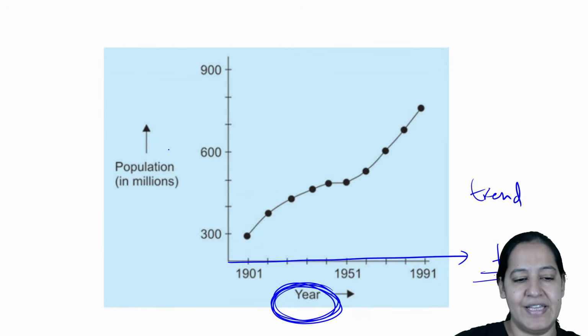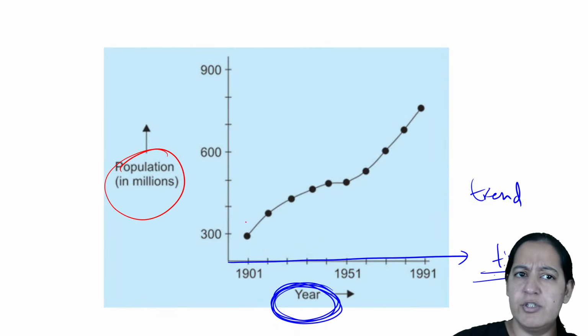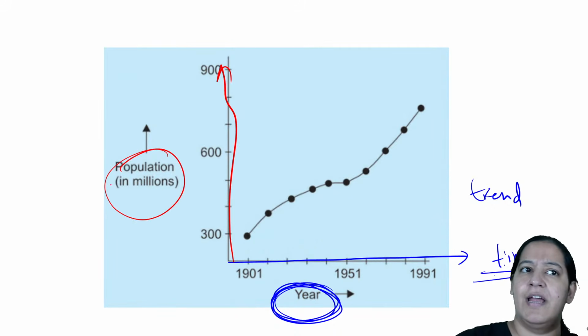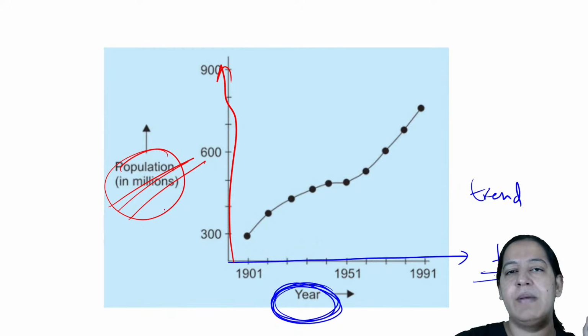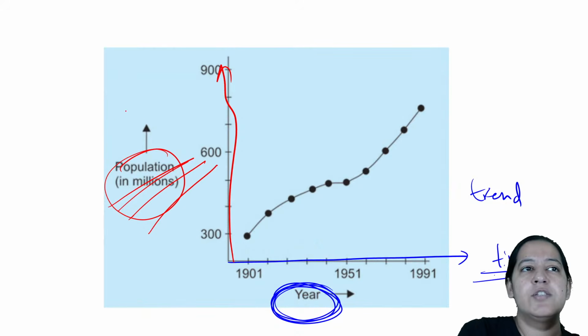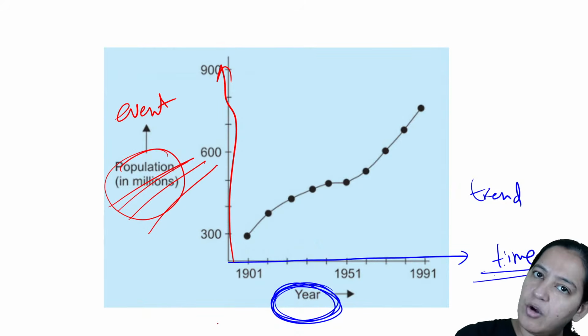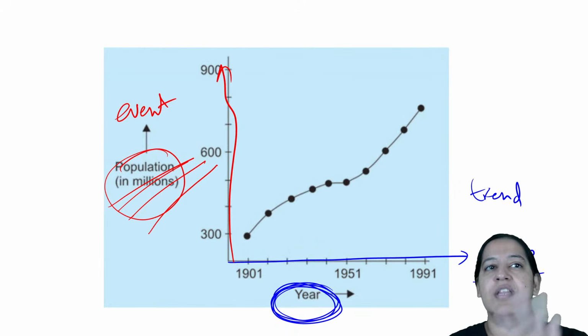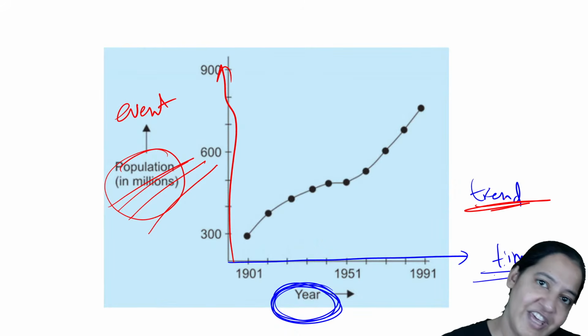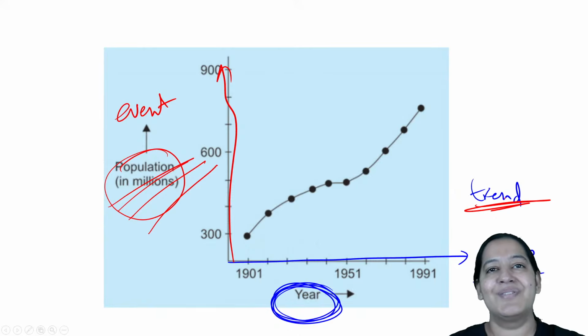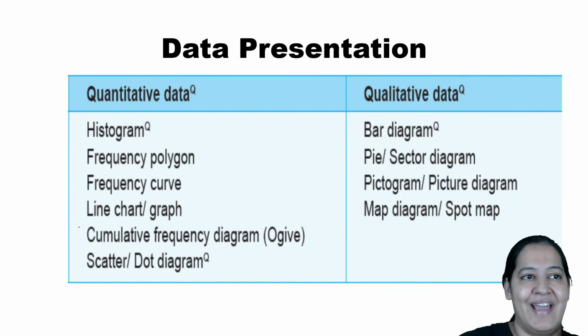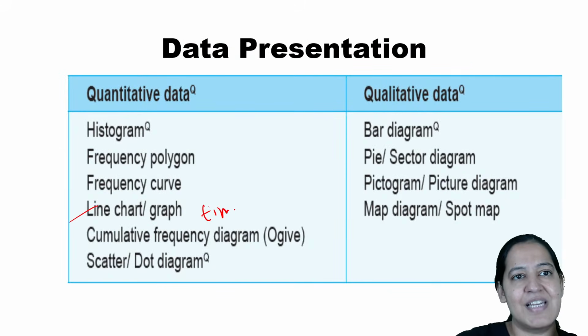The event can be anything. This is your event, this is your population. It can be population, number of males, number of females, number of children, whatever it is. It is your event. So the event is always taken on the y-axis and time is taken on the x-axis. So it is the trend of an event over time. Give me a thumbs up. So that is the line diagram. In a line diagram, on the x-axis, time is compulsory.